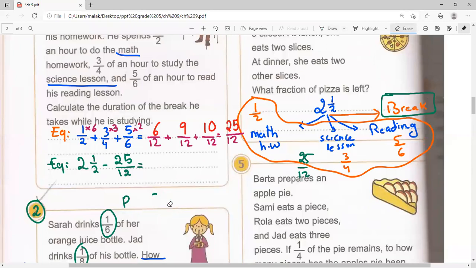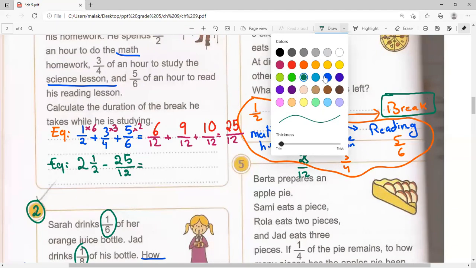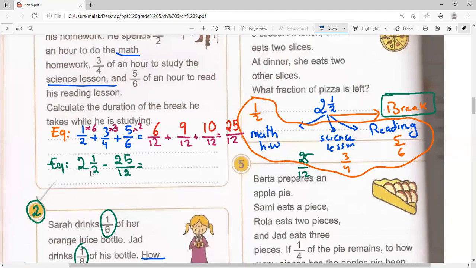Yes. How do we subtract them? We change the mixed number to a fraction. Yeah, 2 times 2 is 4 plus 1, it's 5. 5 over 2. Okay. Let's find the common multiple now. What is the common multiple here, Leia?